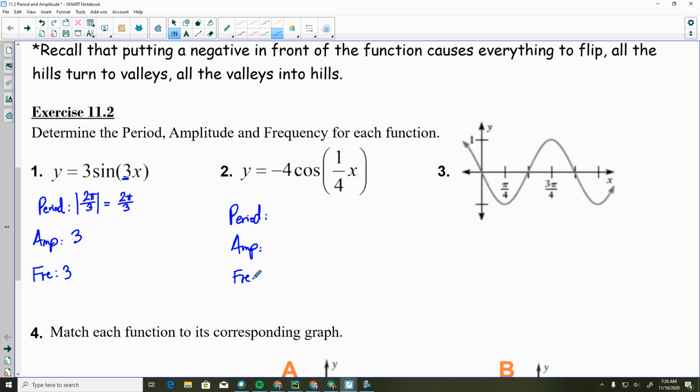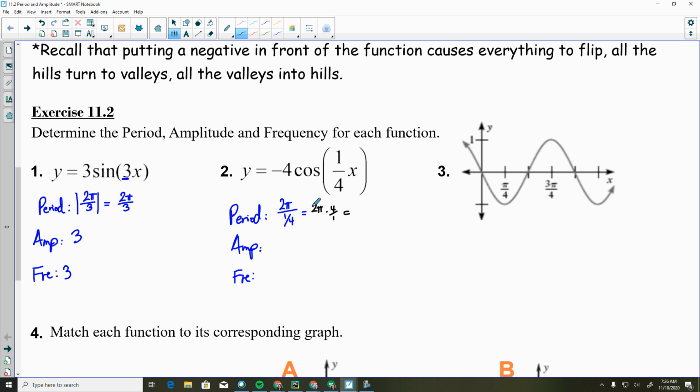All right, let's look at the next problem. So the period for this one is 2 pi divided by, and then this would be b, 1/4. So 2 pi divided by 1/4, and the absolute value of that, so it just stays positive. Recall that if we're dividing by a fraction, we can take the reciprocal and flip this around and multiply it. So I'm going to have 2 pi multiplied by the reciprocal, 4/1, which is just 4.